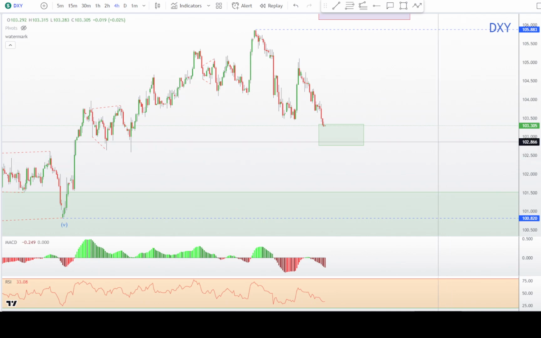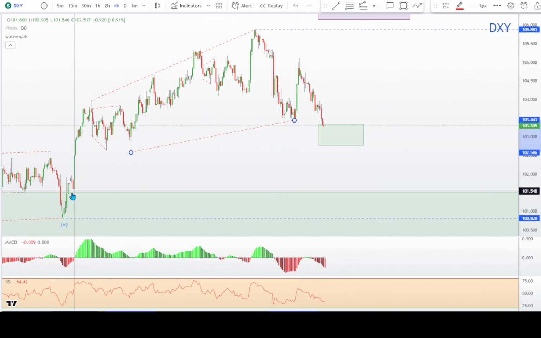All right, US dollar index 4-hour chart. So in my last video, price was over here, and it was really looking like they were making a running flat here. So you've got your impulse, then this would be your A wave, and then some kind of B wave, and then it came down pretty hard. And that would be the C wave of the correction.